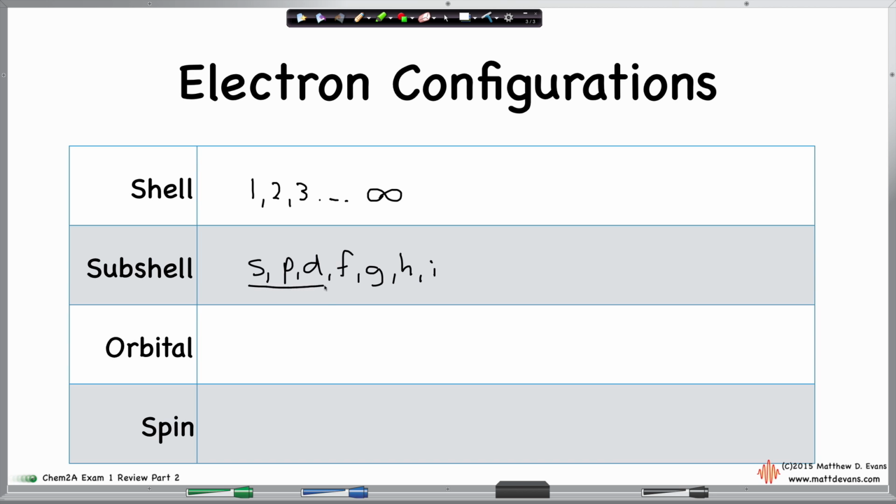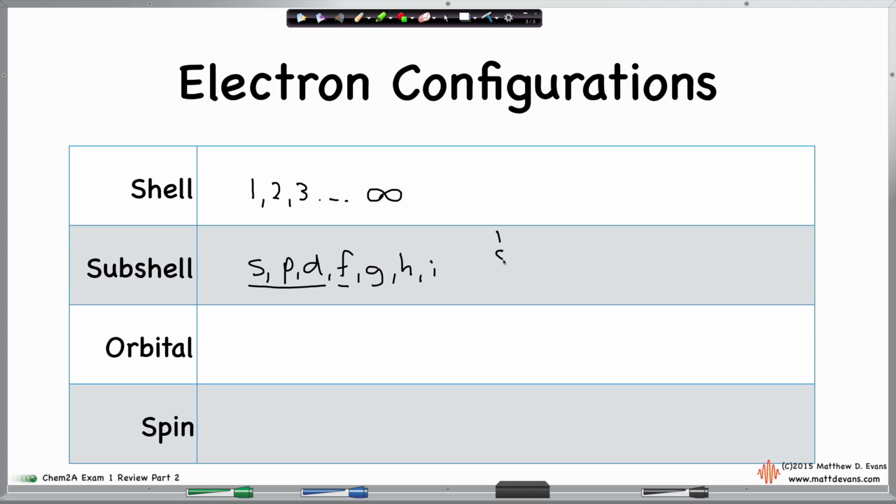We mostly focus on the first 3, and then sometimes on the f too. This is called subshells. Okay, they get letter designations. The shell number gets a number. Subshells get letter designations. And there's a pattern too that develops.